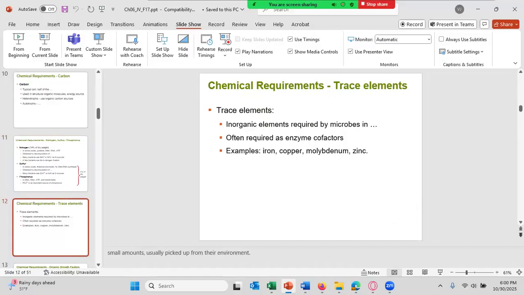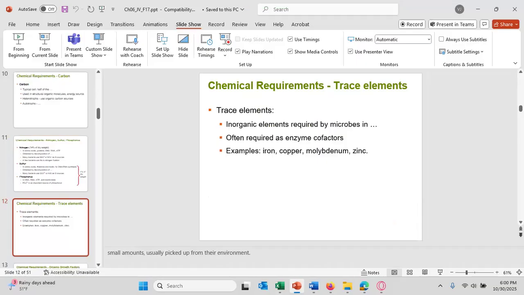All right. Living elements, as far as I'm aware of, all of them require trace elements. These are inorganic elements required by microbes in small amounts. They're often required as an enzyme cofactor. Some examples of trace elements include iron, copper, and zinc.